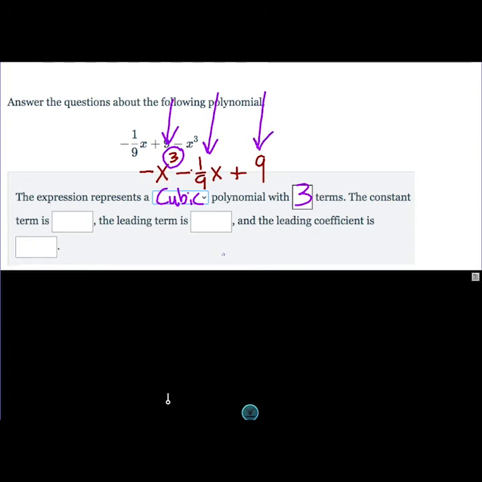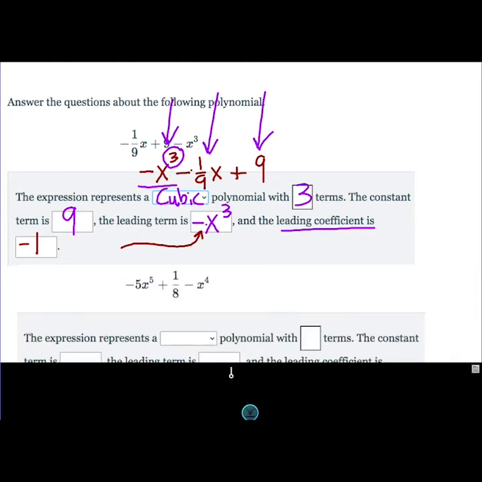The constant term is, that's the last one, the one without an x. The leading term is, that's why we put it in standard form, that's right here. That's the first one. And then last but not least, the leading coefficient. So the leading coefficient is the number in front of that leading term. In this case, that number is identified right here. Well, what if there isn't a coefficient? Then that number is 1. In this case, it's negative, so it's -1.